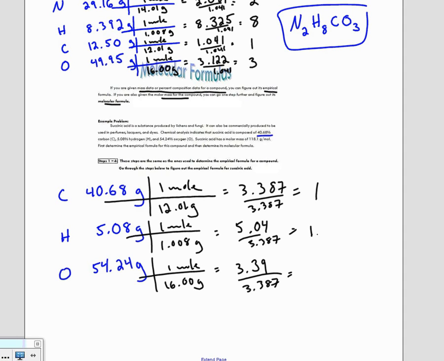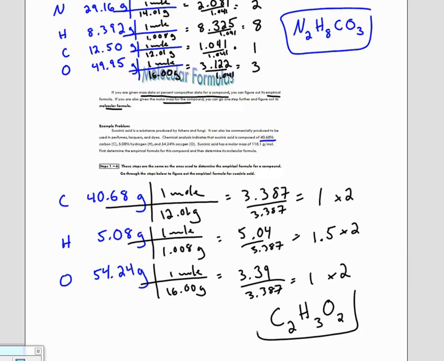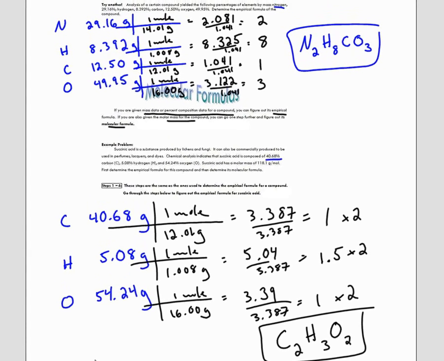5.04 divided by 3.387 gives me 1.48888. That's really 1.5. This is the only time you'll ever hear me say that you kind of stop thinking about sig figs at this point, but you really kind of do. That's the only time you'll ever hear me say that. Okay, last step, multiply till whole. Remember that I have to multiply all of these by the same number. So the smallest number that will get me to whole numbers is 2, which means I'm going to have C2H3O2. That is my empirical formula, but let's keep going.